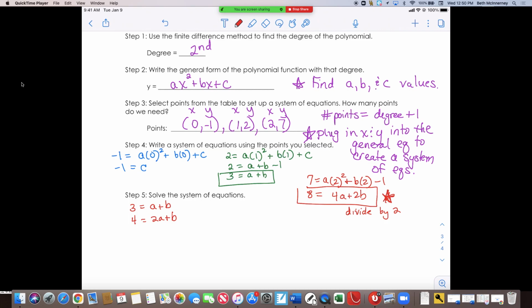I'm going to pause a moment and give you about a 1-minute head start. Solve this system. The 3 equals a plus b, 4 equals 2a plus b. So do what you need to do to find one of the letters, then back substitute it.